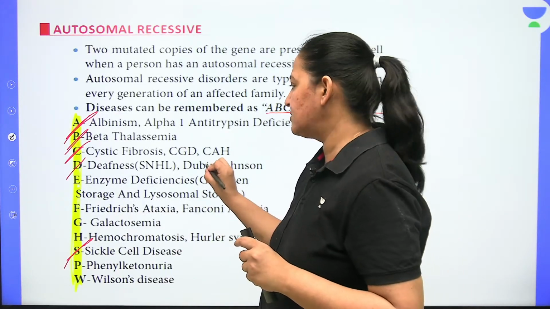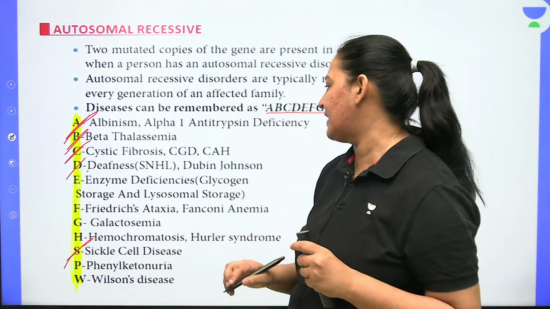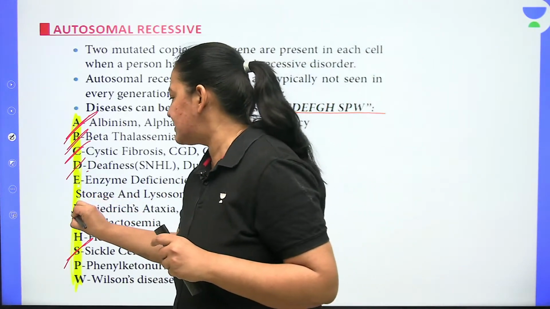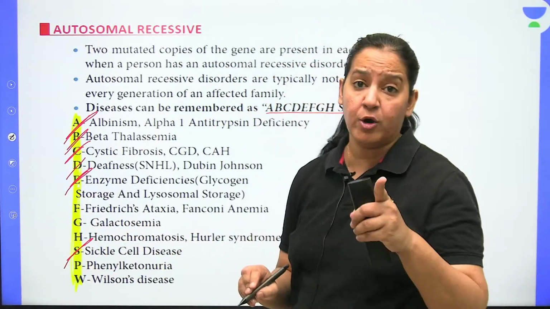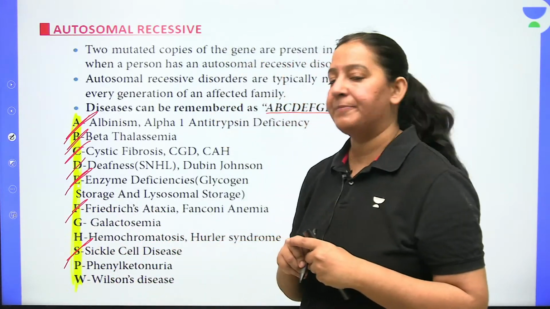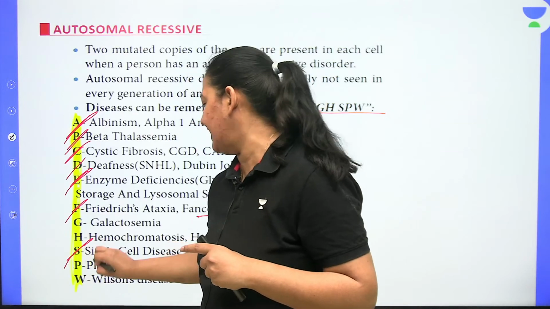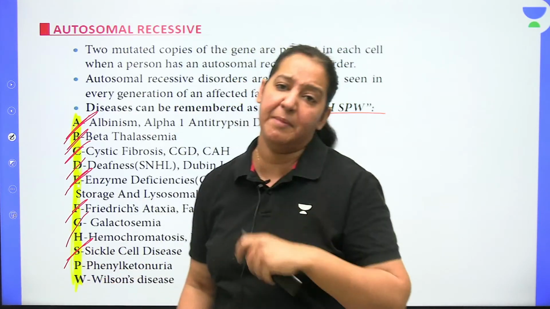hearing loss. And D also stands for Dubin-Johnson. E for enzyme deficiencies. It is lysosomal and glycogen enzyme deficiencies. F stands for Friedreich ataxia and Fanconi. There is a previous year question on Fanconi. G stands for galactosemia. S I have already told you, it is sickle cell anemia. P for phenylketonuria and W for Wilson. Wilson also has a PYQ.